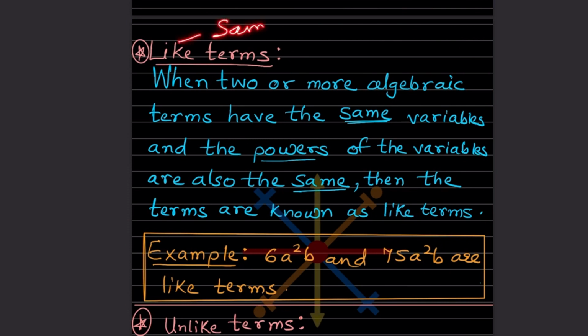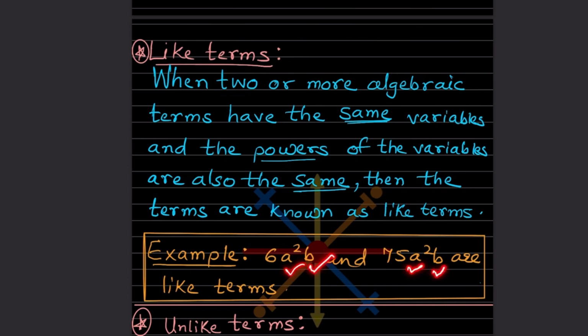What do you mean by like? Like means the same. Okay, so when two or more algebraic terms have the same variables, and again here what we have to see is that even the powers of the variables are also the same, then the terms are called like terms. Now we can see here, this is a over here, this is also a, here this is b, here this is also b.